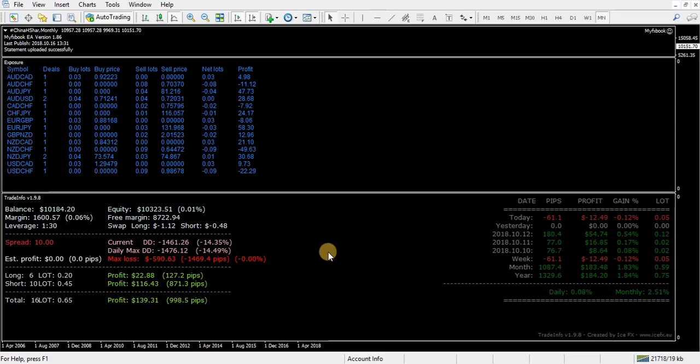And it probably is not a good example. So now I've just put it onto a demo. It's a 10,000 demo. You can see all the details here. Small leverage, only 1 to 30. You can see my results over here to date.